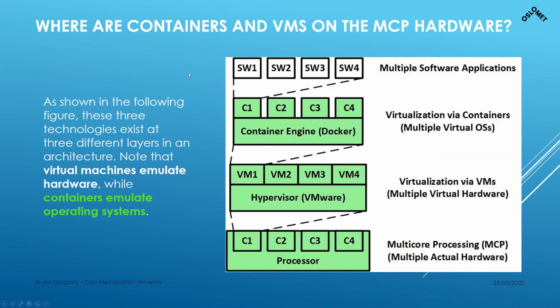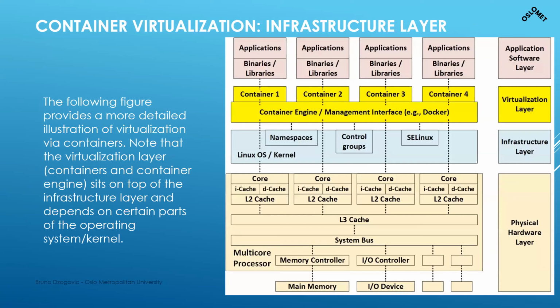So where are containers and VMs on the multi-core platform hardware? The virtual machines emulate hardware, containers emulate operating systems. Just remember that. That's the only thing you need to know for now. The containers also communicate with VMs, so it's possible to instantiate containers on VMs. It's possible to do it the other way around. Everything is possible nowadays. It's not possible to run a physical processor in a container. That would be too much. So maybe that will be possible someday with quantum computing, but for now we have lots of possibilities.